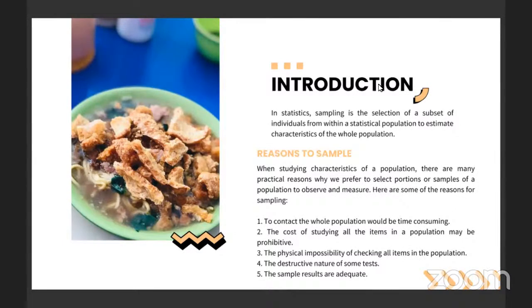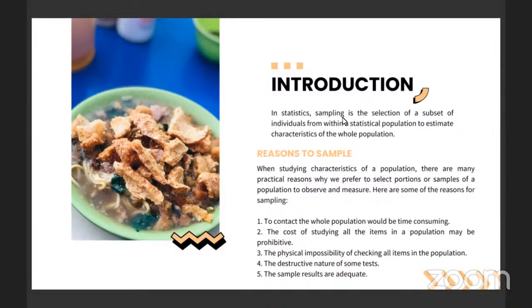Introduction. In statistics, sampling is the selection of a subset of individuals from within a statistical population to estimate characteristics of the whole population. Reasons to sample. When studying characteristics of a population, there are many practical reasons why we prefer to select a portion, or sample, of a population to observe and measure. Here are some of the reasons for sampling.